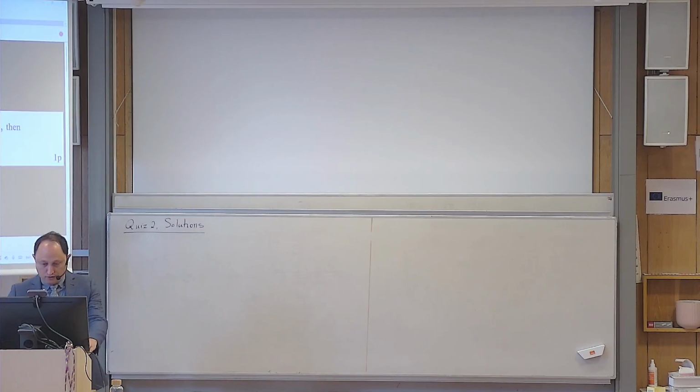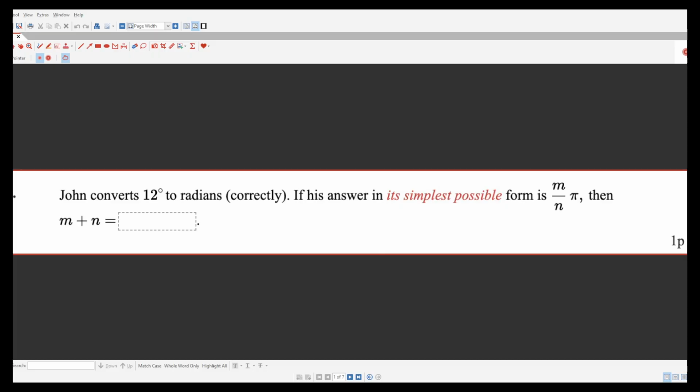So let me make sure that everything works fine. Okay, so here, the first question: John converts 12 degrees to radians correctly. If his answer in its simplest possible form is m over n times pi, then m plus n is equal to what? And this question is an E-level question.